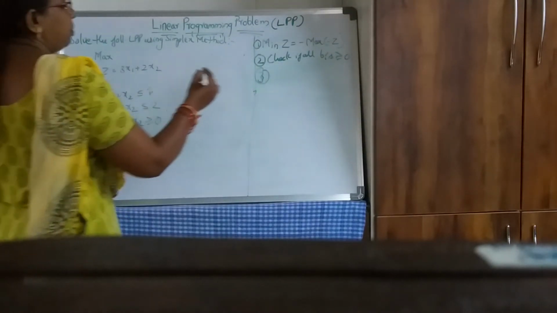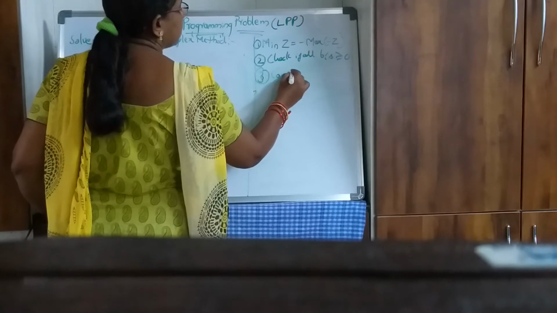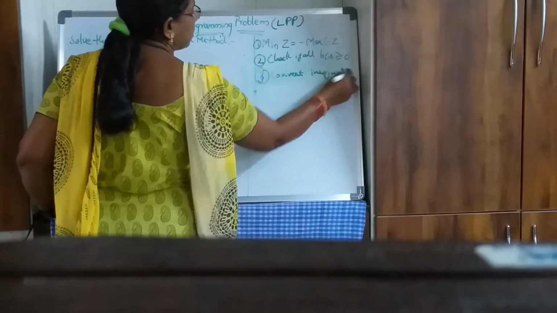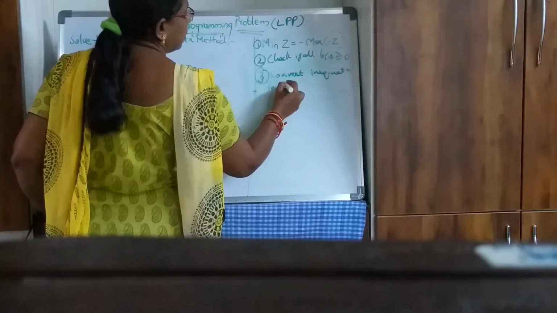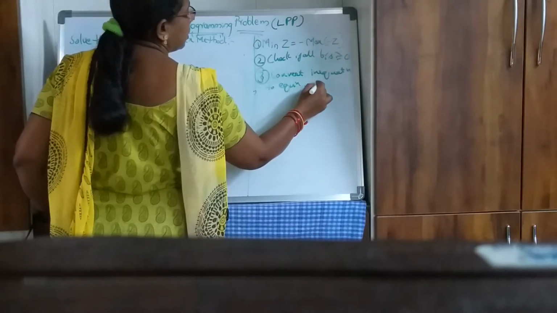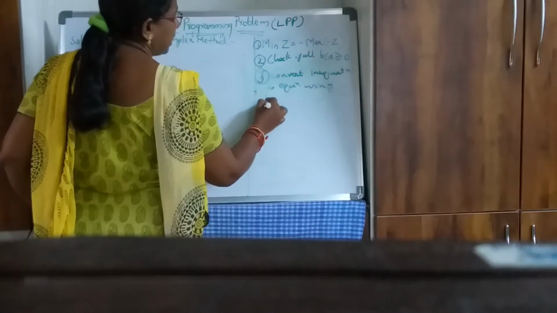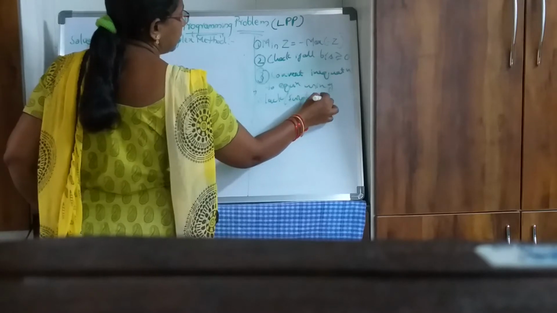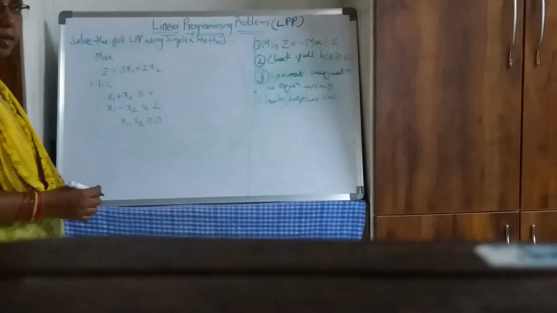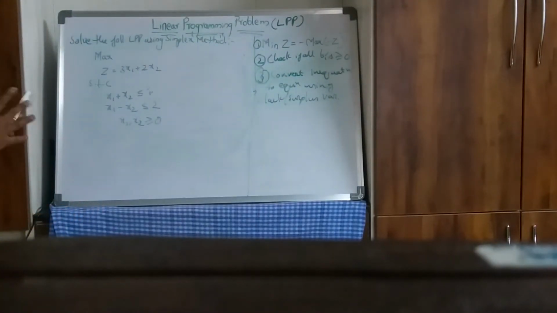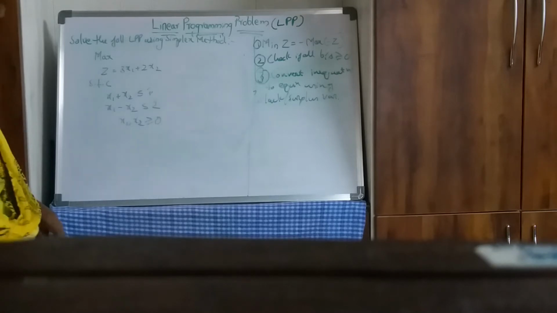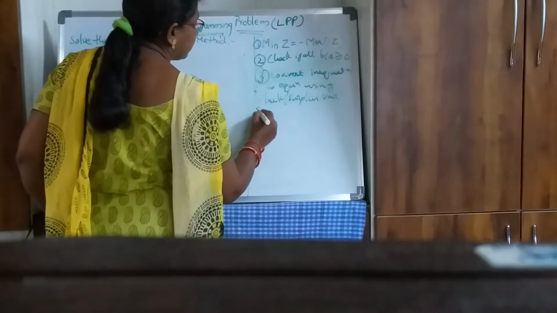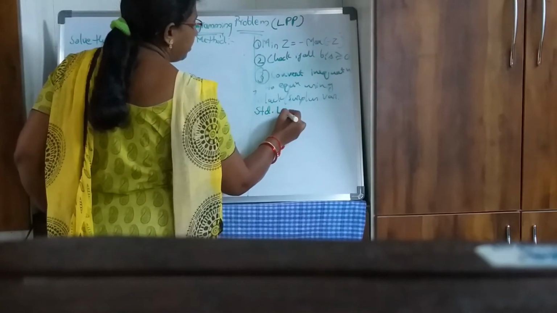So the third step is to convert inequations into equations using the necessary slack or surplus variables, whichever you need. Now we convert this problem into a standard LPP. Now how to write it as a standard LPP? I'll write here.